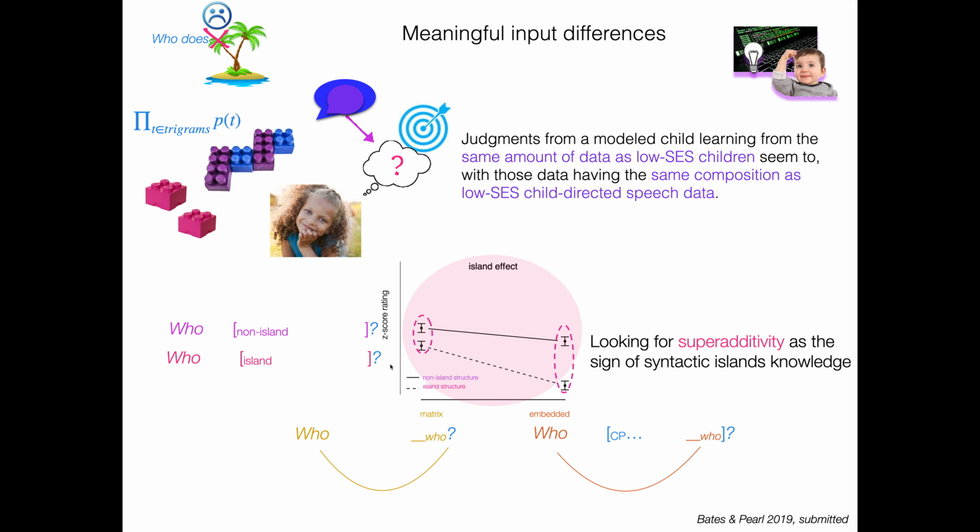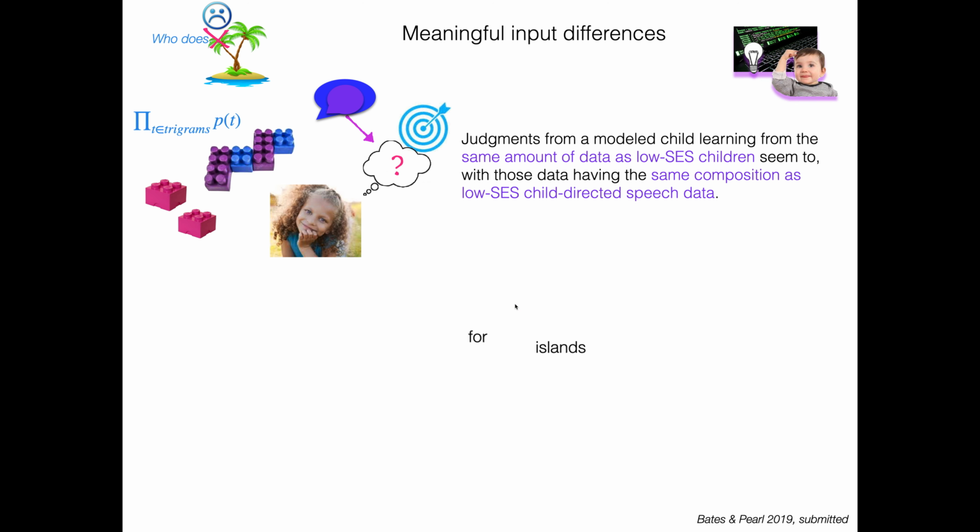And again, we're going to be plotting our generated judgments on this kind of interaction plot where we look at the length of dependency, matrix versus embedded. We look at the absence, non-island, or presence of an island structure in the utterance, and we're going to be looking for superadditivity, right, as the sign of syntactic islands knowledge. That is the additional unacceptability that arises above and beyond the fact that you have an island structure in the utterance, above and beyond the fact that you have an embedded dependency. It's extra bad. That shows up as non-parallel lines. That's the pattern we're looking for to say, you have the knowledge, this is the developmental outcome you want.